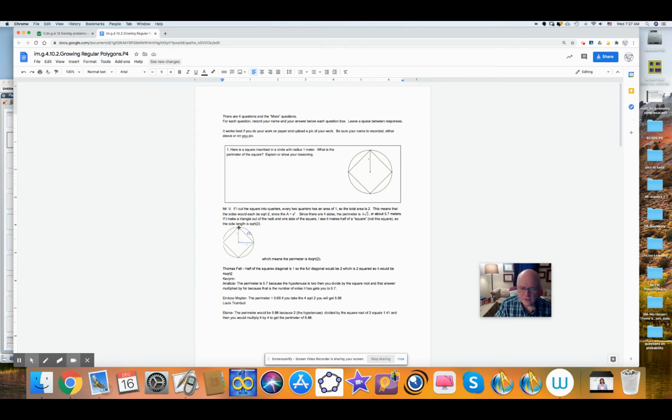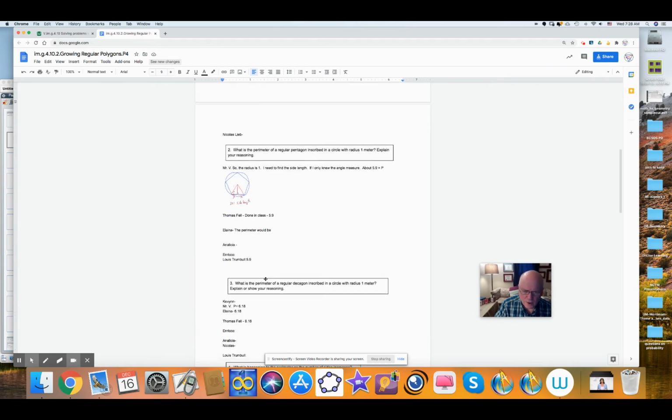We know that this would be a square of side 1, and the diagonal of a square is the square root of 2 times whatever the side length is. So the side length here would be the square root of 2, and if you have 4 of those, that'd be 4 times the square root of 2. Another way of doing this is to make a right triangle out of the radii of the square and see that this makes half a square. So if you were to go like this, make half of a square, and half of a square, like this one here. Anyway, there's several different ways of doing this problem.